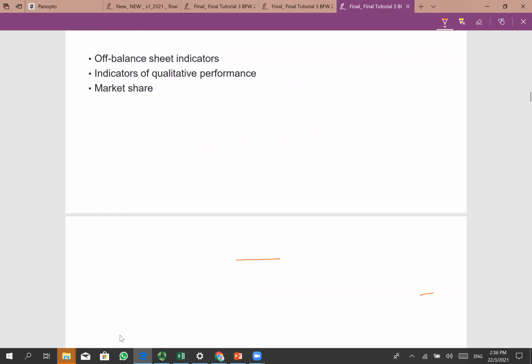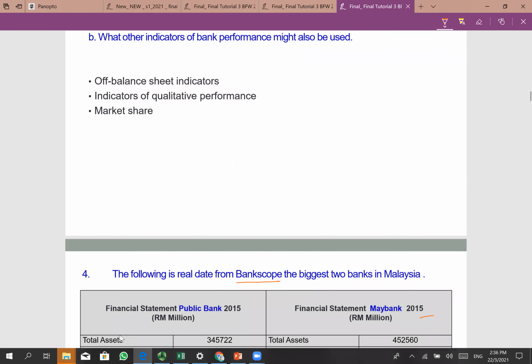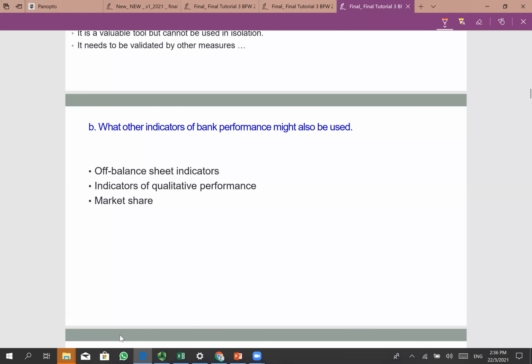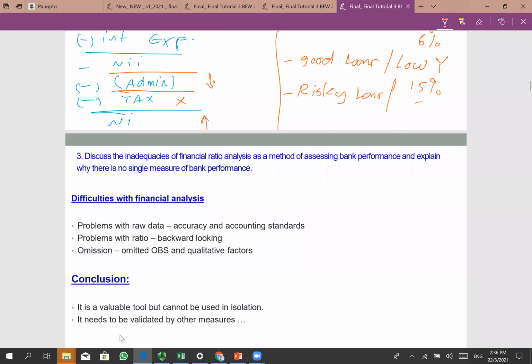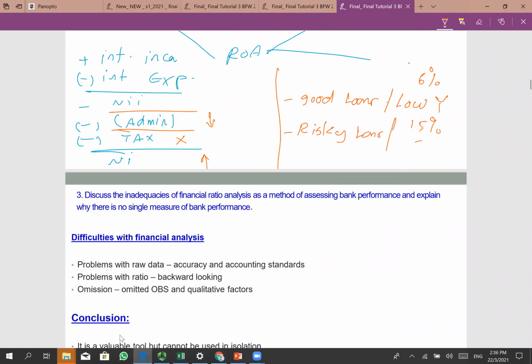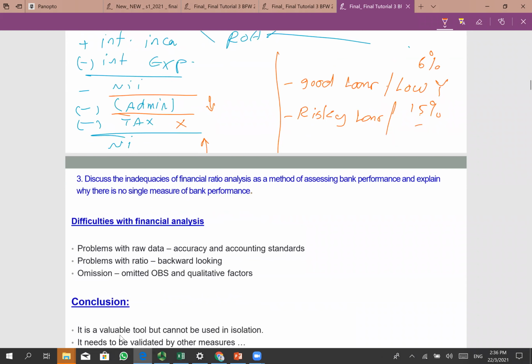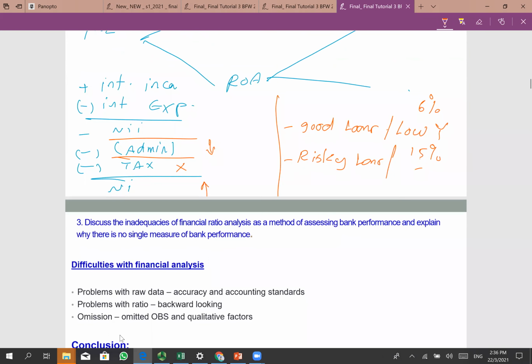Thank you. Okay, now having said that, I think I finished most of the important questions in this tutorial. I have only these two questions. One question is about the financial ratios, which is number 3. Discuss the inadequacies of financial ratio analysis as a method of assessing bank performance.